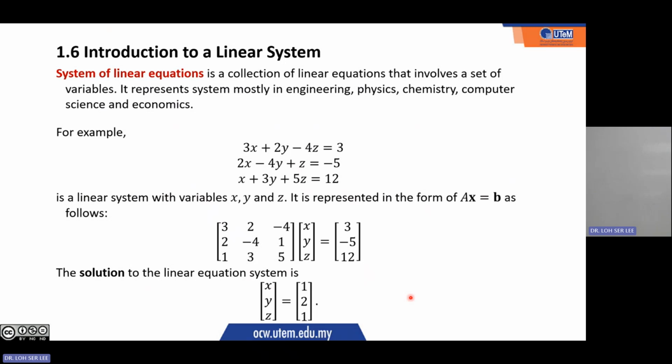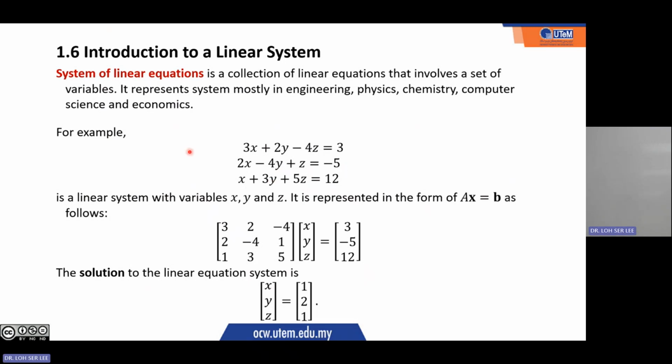So system of linear equations. That means linear system. This is a linear system. A linear system is a collection of linear equations. These are the three linear equations. Linear equations means the equation is linear where x, y, z are all in power of 1. That's why this is a linear equation. So when you have a collection of linear equations, it makes up a linear system. And it involves a set of variables. Variables means x, y, z.